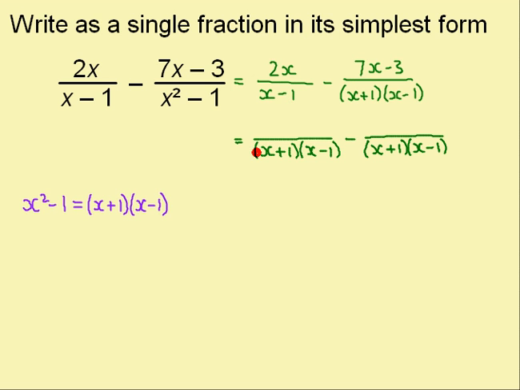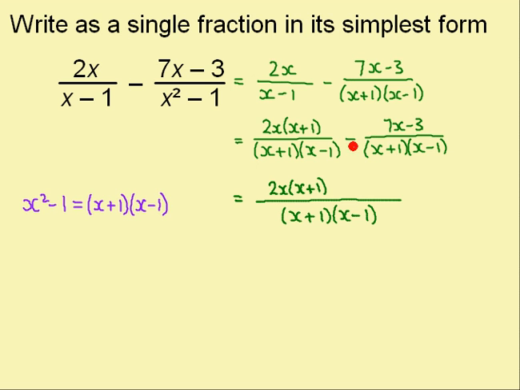Now what have I multiplied this by to get this denominator? Well, I've multiplied it by x plus 1. So I've got 2x and x plus 1 on the top. This one hasn't changed, so I've got 7x minus 3 on the top. I'm now going to write this as a single fraction with x plus 1, x minus 1 as the denominator. So I'm going to put the denominator first, and then for the numerator, I have 2x, x plus 1, minus all of this. So that's minus 7x, but it's minus 3, so that's plus 3.